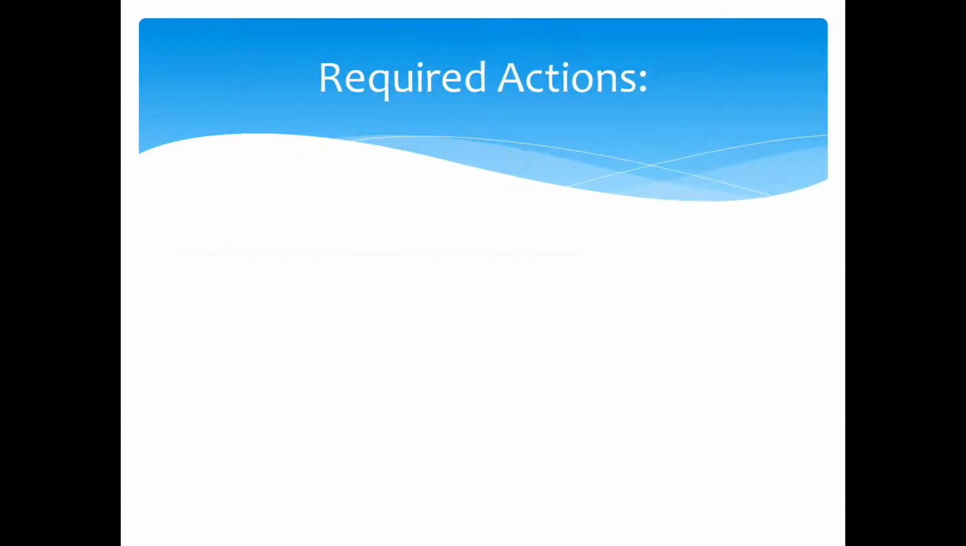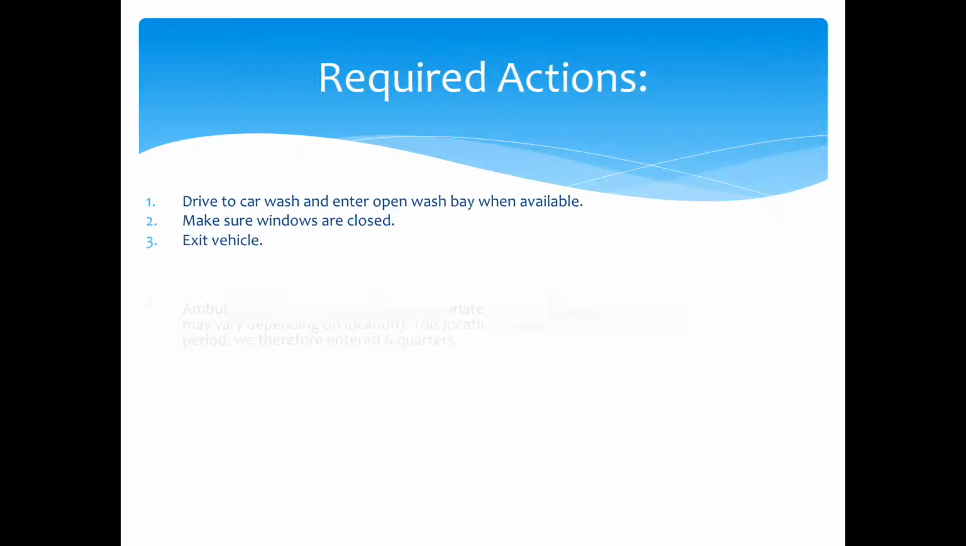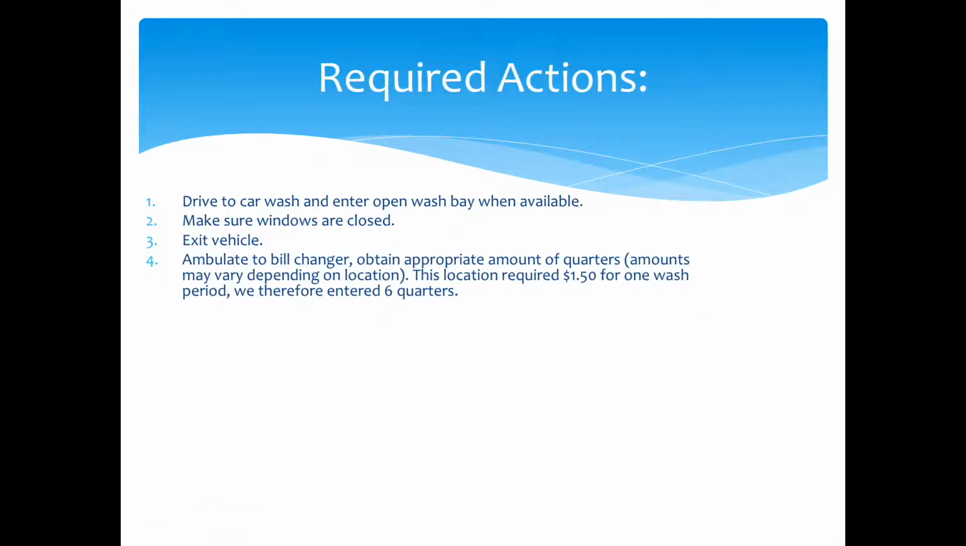Unlike some activities, washing your vehicle is one that needs to be completed for the most part in a certain order. So we're going to take a look at this order for washing your vehicle in a car wash bay. First, we're going to drive to the car wash bay and pull into the first available bay. Make sure your windows are closed and you exit the vehicle. Next, we're going to go to the bill changer if you didn't bring quarters, and insert quarters into the acceptor and wash control panel. Next, we're going to grab and remove the wash wand from the holder.